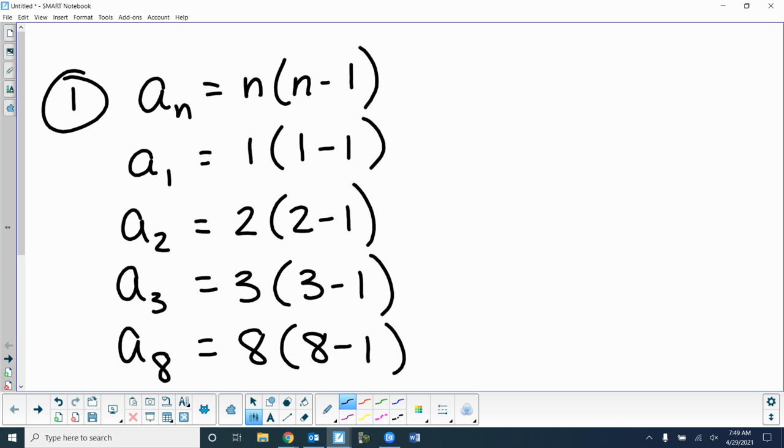When you have parentheses, Aunt Sally says you've got to do what's in parentheses first, right? You do the 1 minus 1, which is 0 times 1, so that would be 0. And then 2 minus 1 is 1 times 2 is 2. And 3 minus 1 is 2 times 3 is 6. And 8 minus 1 is 7 times 8 would be 56. And that's the wrong one, right?